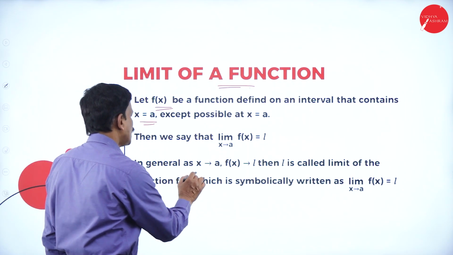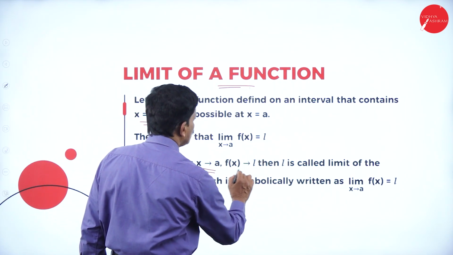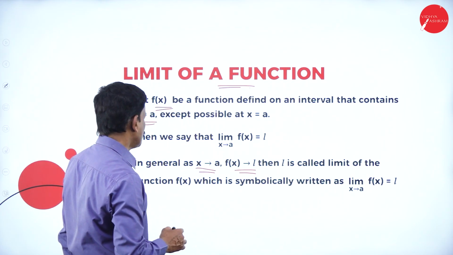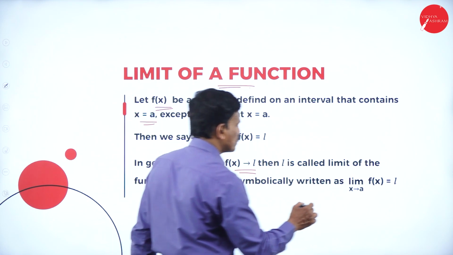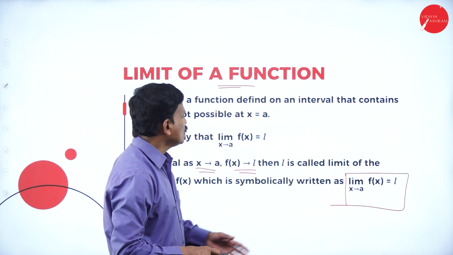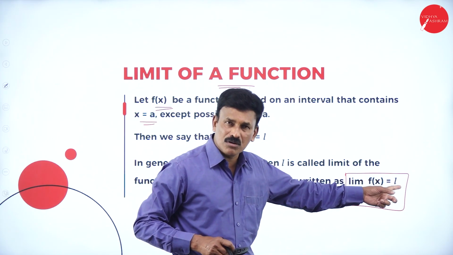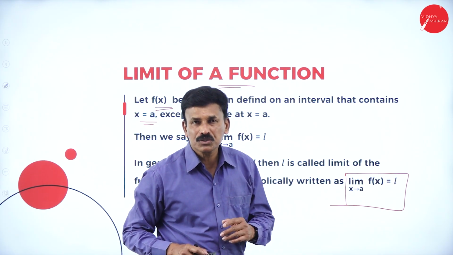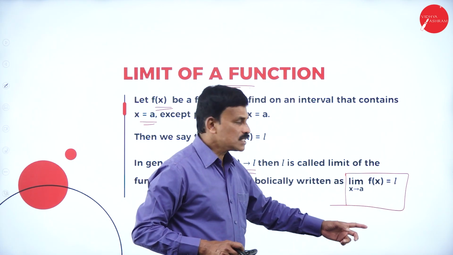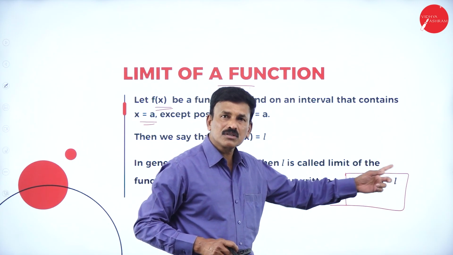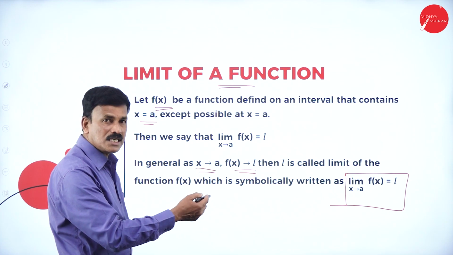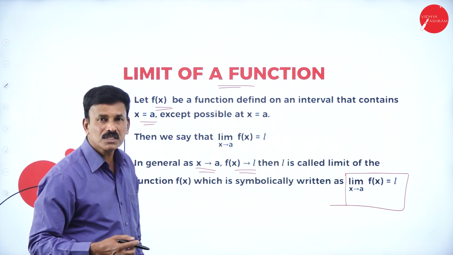So in general, as x tends to a, f of x tends to L, then L is called the limit of the function f of x, which is symbolically represented as limit as x tends to a of f of x is equal to L. That means the value of f of x is nearly equal to L when x is nearly equal to a. That is the meaning of the statement limit as x tends to a of f of x is equal to L.